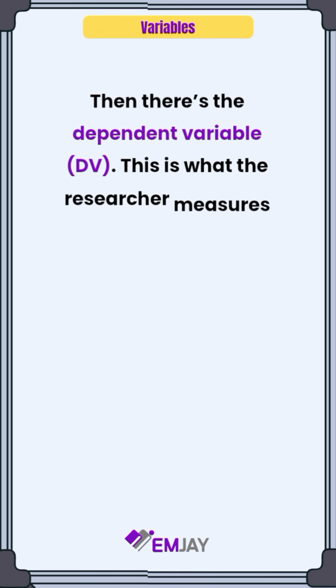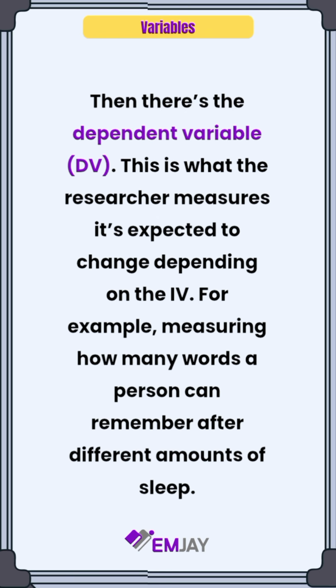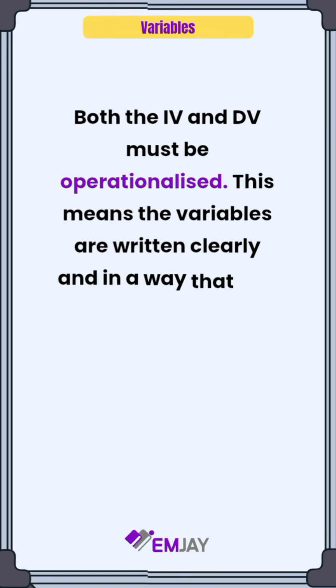Then there's the dependent variable, DV. This is what the researcher measures. It's expected to change depending on the IV, for example, measuring how many words a person can remember after different amounts of sleep. Both the IV and DV must be operationalised.